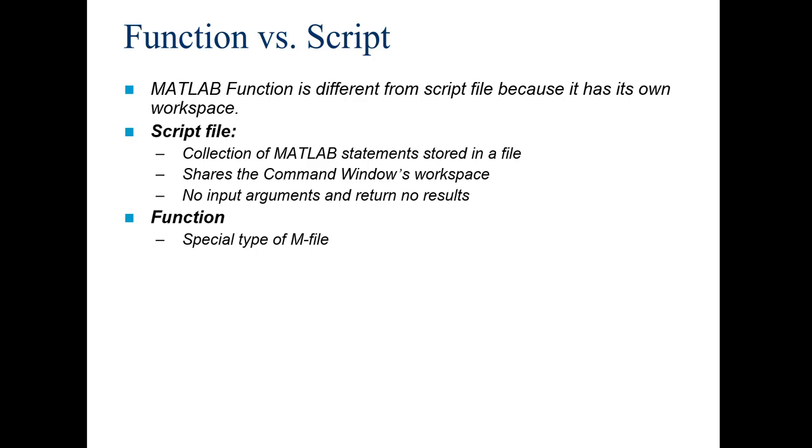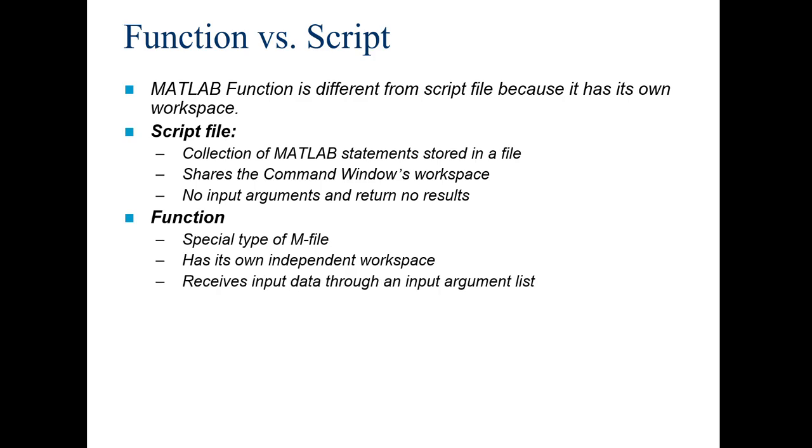A function is different. It's still a .m file, but what we do is we're going to pass input arguments and get output arguments. Very similar to one of our functions. For example, if we look at the linspace function, we have 2 or 3 inputs. We have a starting value, an ending value, and possibly the number of points between those two values. But what's different is that it has its own independent workspace, which means we can create variables inside of our function that do not communicate with the variables in the command window. It only gets data through an input argument list.